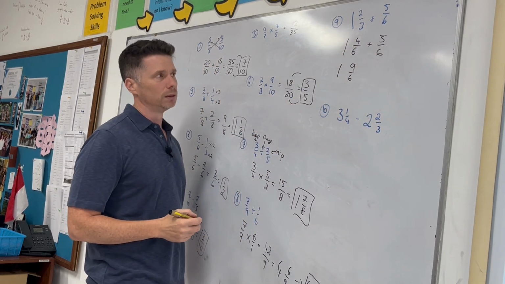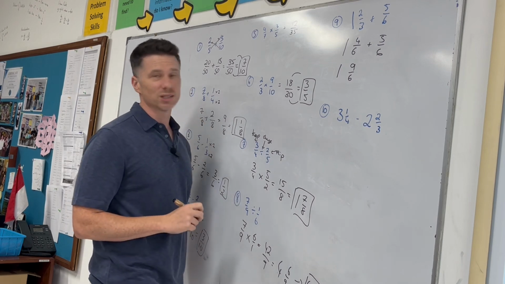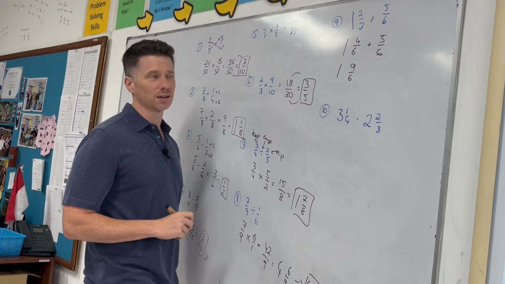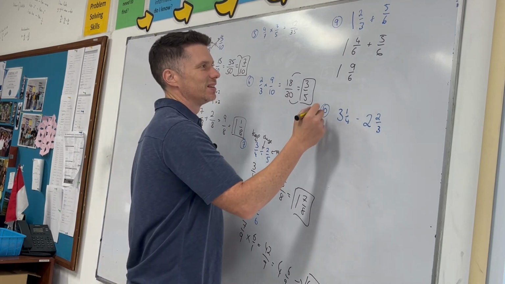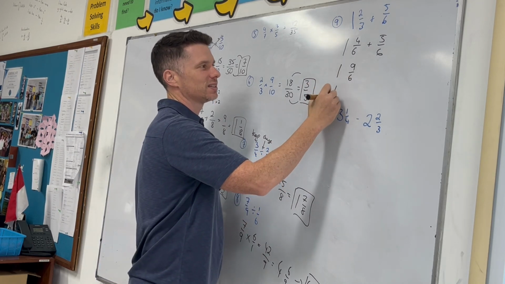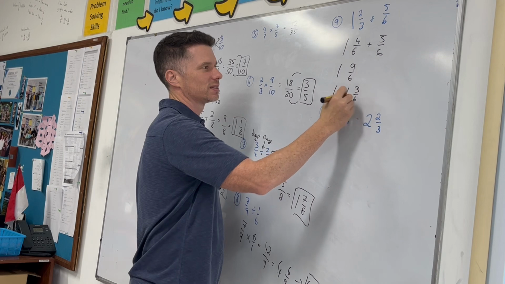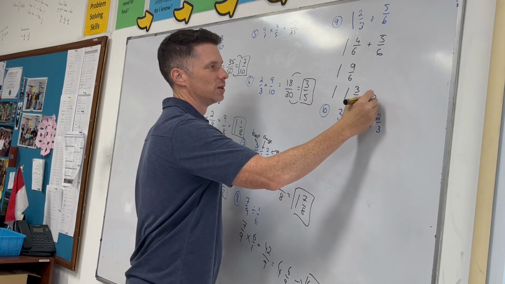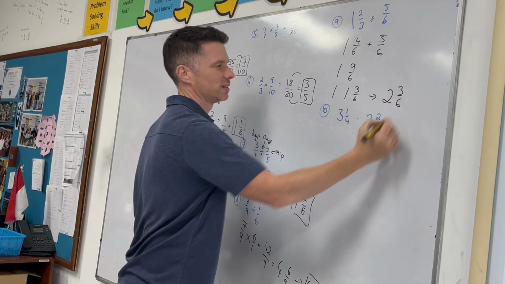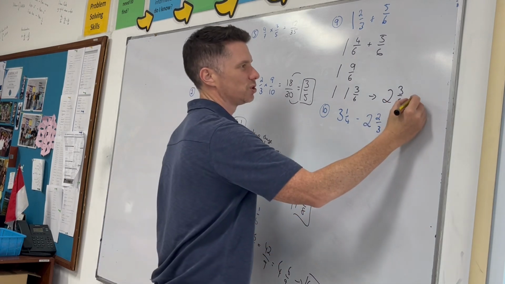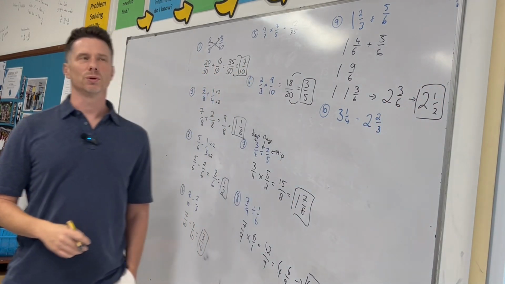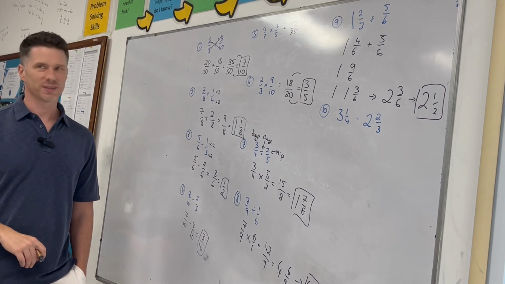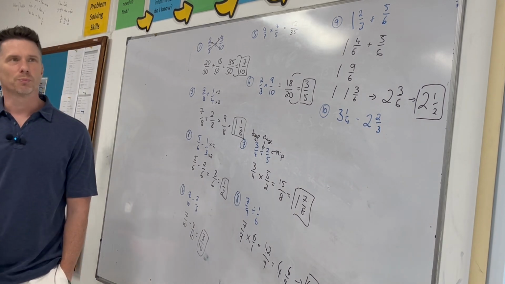9/6 is what? How do I make this a proper fraction then? 9/6 is 1 and 3/6. So these ones together is really 2 and 3/6, which is 2 and a half fully simplified. There are multiple ways of doing that. That's one way. That's maybe not the best. But the next one I'm going to use improper fractions.